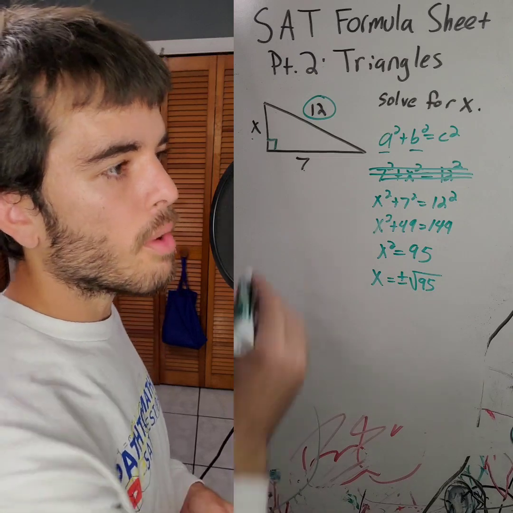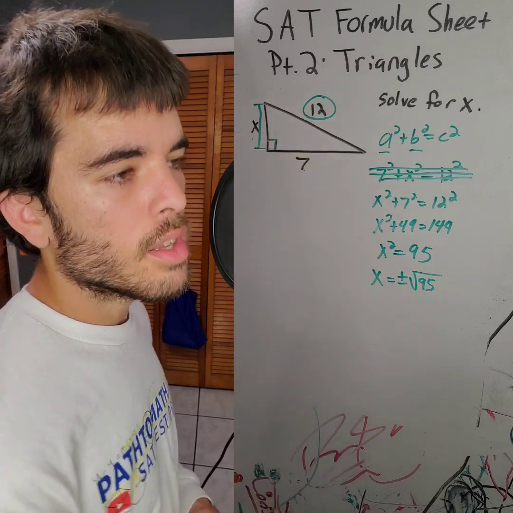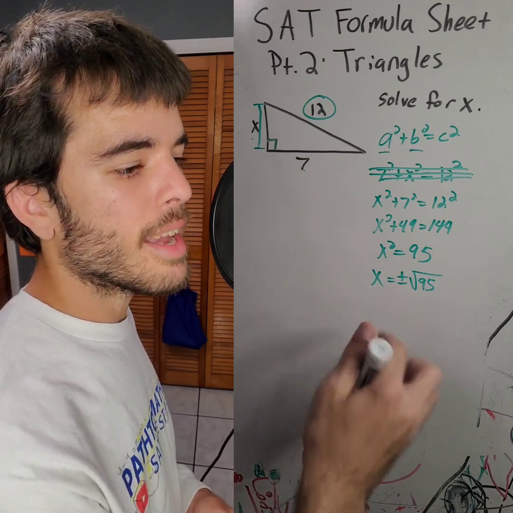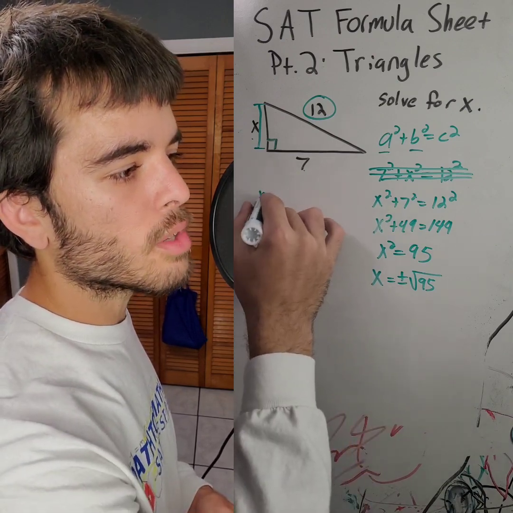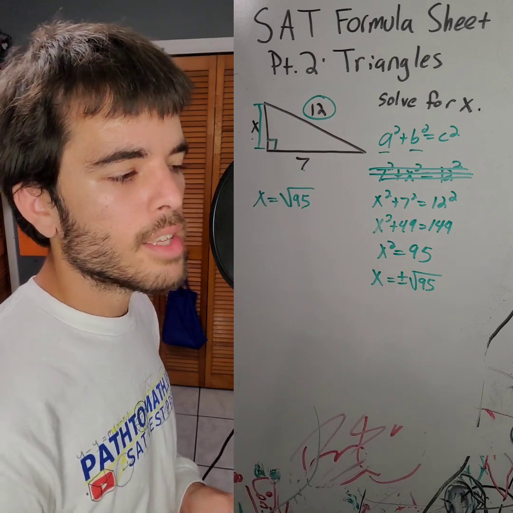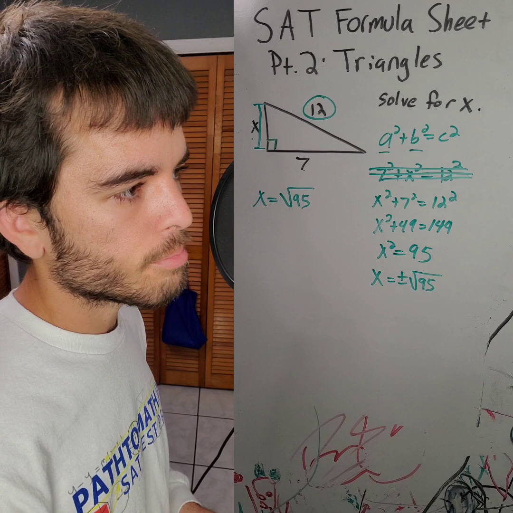Now we're talking about a distance or a length. So that's impossible to be a negative number. So I can omit the negative sign. I know that my answer is going to be positive square root of 95. X equals a positive square root of 95.